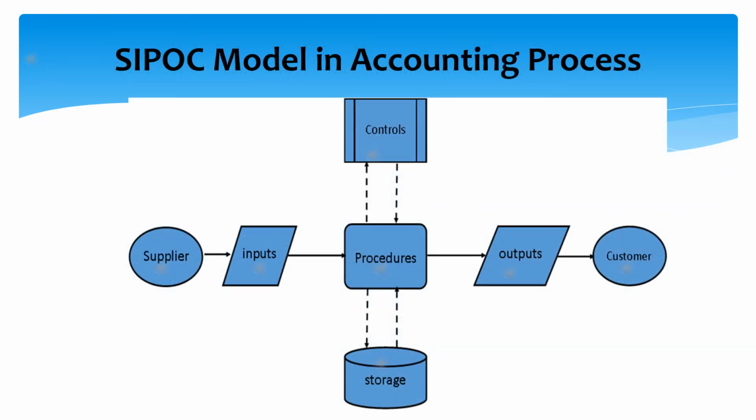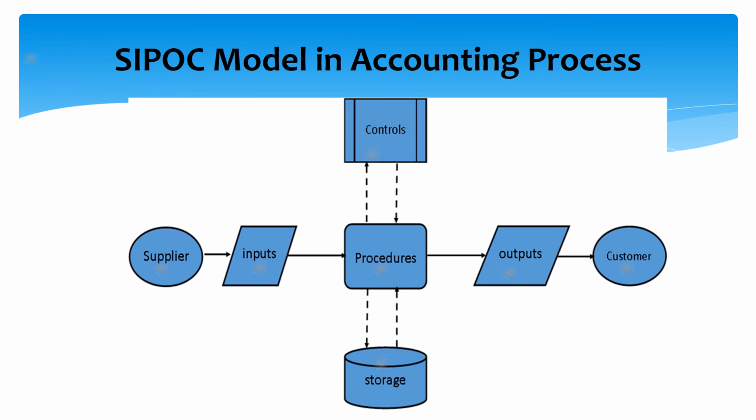Since we are discussing a process in accounting, let's have an analysis of the SIPOC model. SIPOC is an acronym for supplier, input, process, output, and customer. Supplier is the source of the input. In accounting, the input may come from creditors, debtors, employees, and lenders. Inputs are the ingredients required for a process. In accounting, the inputs are recorded in the source documents such as receipts, invoices, and vouchers.